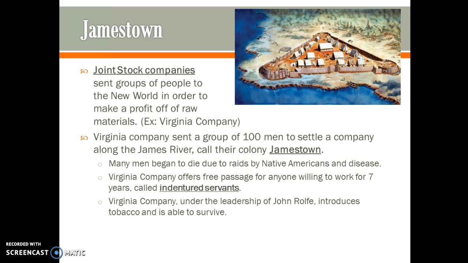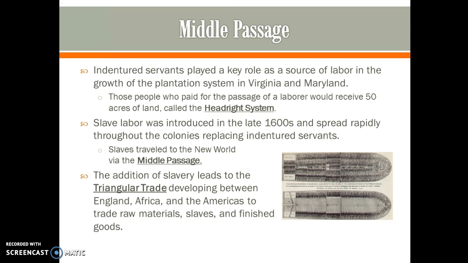The colony also brought over indentured servants. These indentured servants agreed to work for 7 years in order for their passage to the New World to be paid off. Indentured servants play a really key role as a source of labor. However, as they start to expand, the need for labor in the New World leads them to realize they need a new system. And that's how we get to slavery.